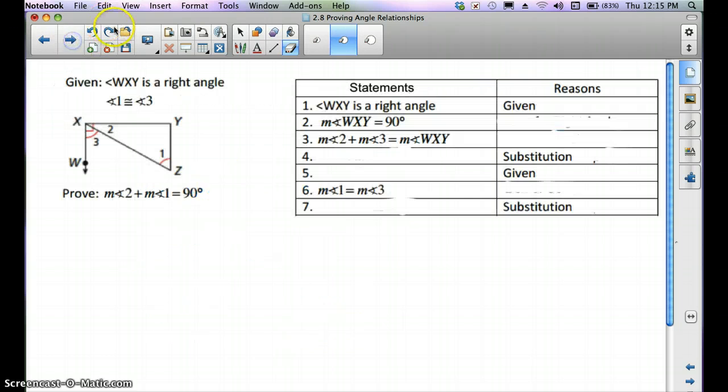Let's try another one. Some more fill in the blank. So angle WXY is a right angle. Angle 1 is congruent to angle 3. We want to prove that angle 2 and angle 1 equal 90. So go ahead and pause the video, brainstorm some ways you think you'd go about this.